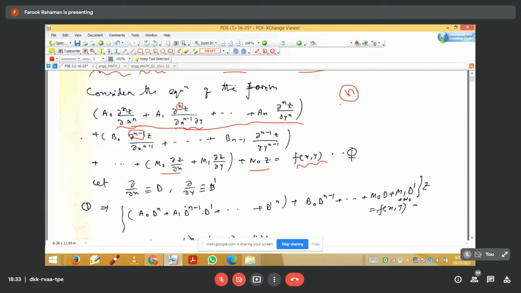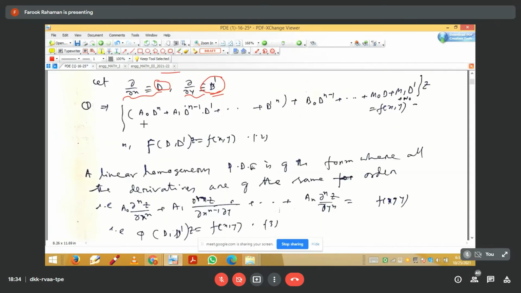Okay. Now we use some notation. The notation is like this: del by del x equals D, and del by del y equals D dash. That means differentiating with respect to x, we use the D operator, and differentiating with respect to y, we use the D dash operator. Now, using D and D dash, this differential equation can be written in this particular form. This is very easy. We just put D in place of del x and D dash in place of del y.